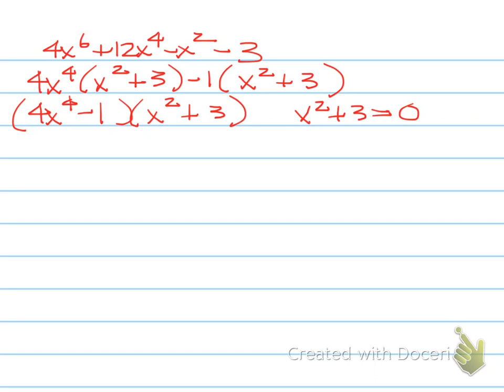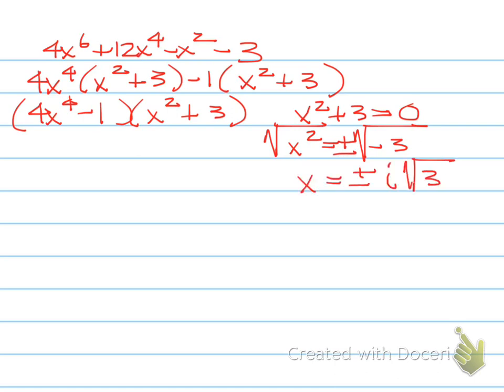Alright, so now I have 2 factors that I can set equal to 0. I set the x squared plus 3 equal to 0, and I get 2 more roots, which are plus and minus i root 3. And the final 4 roots I can get by setting the other factor, 4x to the 4th power minus 1, equal to 0, or factor it.